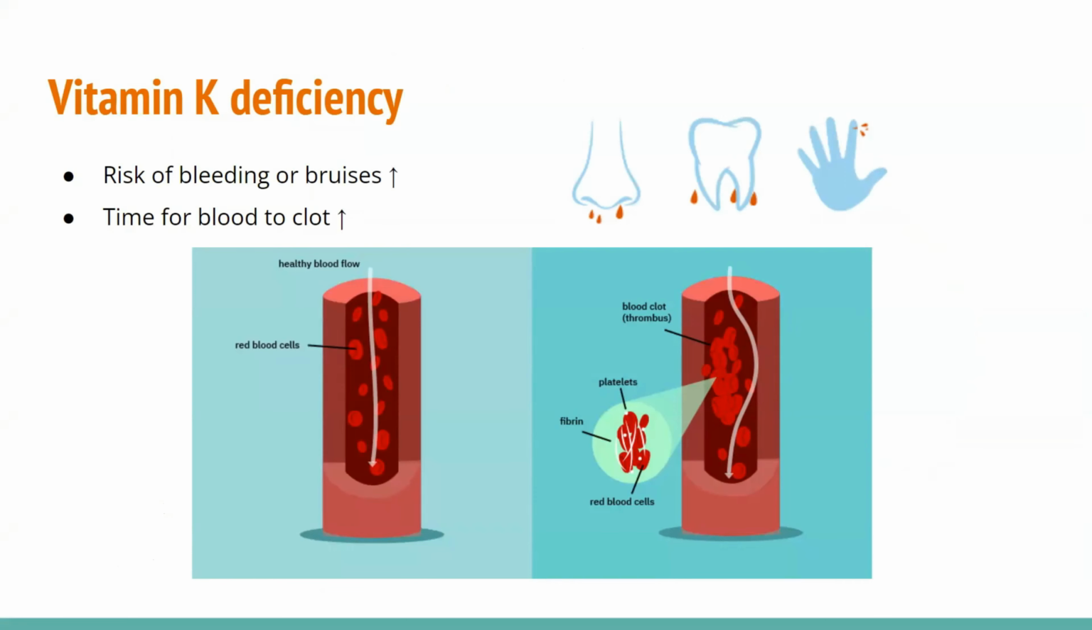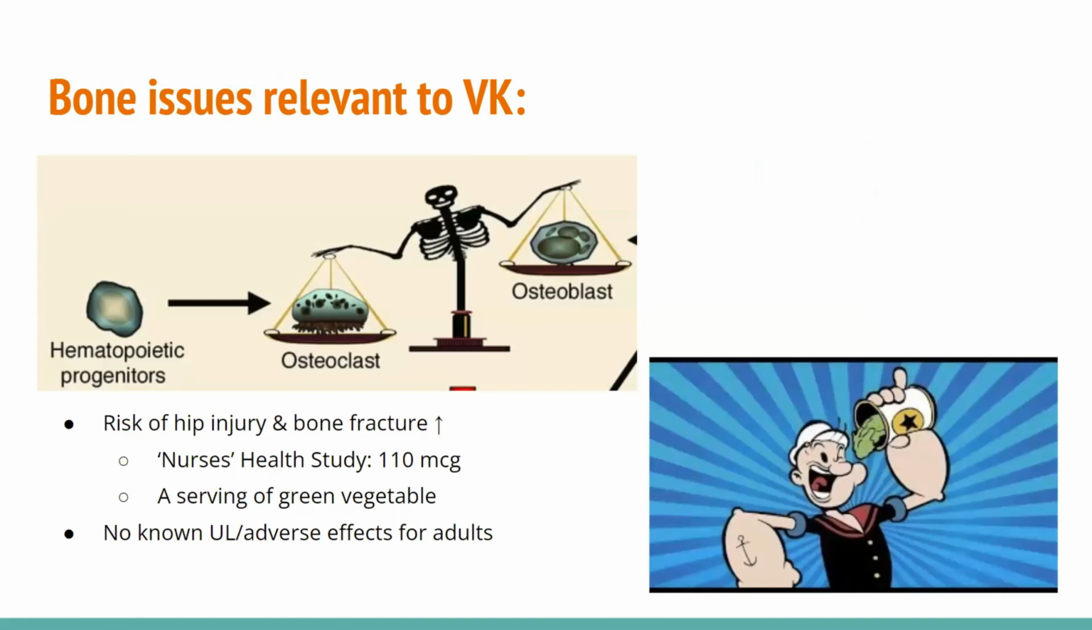This is because vitamin K helps make 13 proteins that are needed for blood clotting. However, significant effects on blood clotting due to vitamin K deficiency are extremely rare in healthy individuals. Chronic deficiency in vitamin K may increase the risk of hip injury and bone fracture in older populations. This is because vitamin K regulates osteoblastogenesis and osteoclastogenesis.